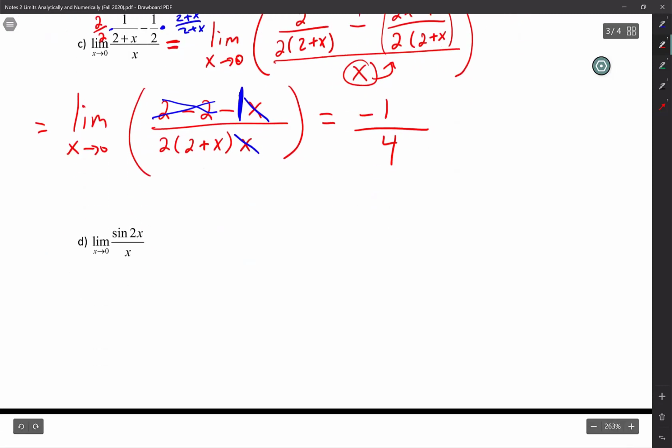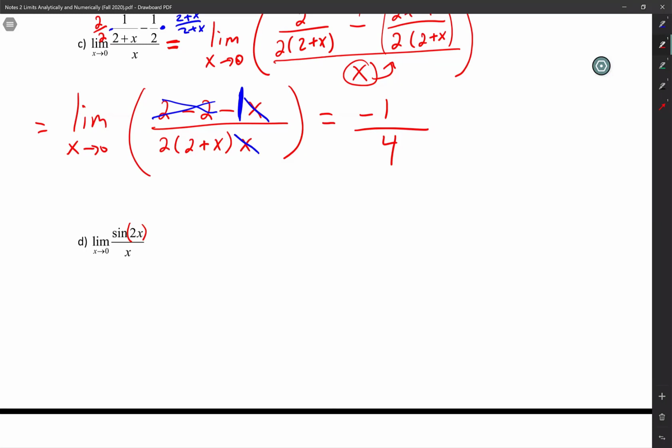All right, you guys are going to love this example here. In this one, you're going to absolutely love it. Check it out. Put a parenthesis around the 2x. I should probably start doing that. It's always sine of something. The 2x is your expression.